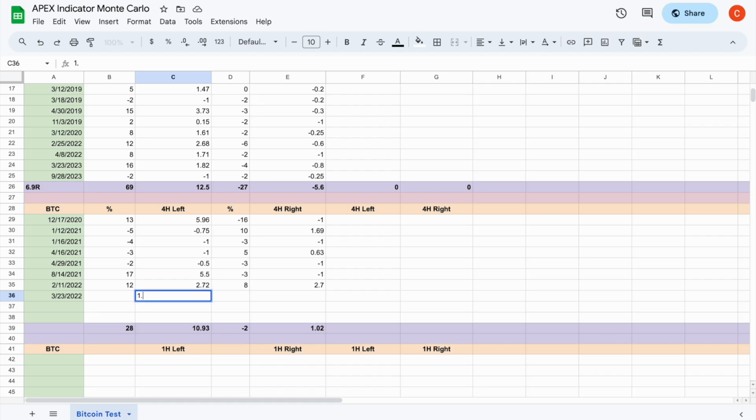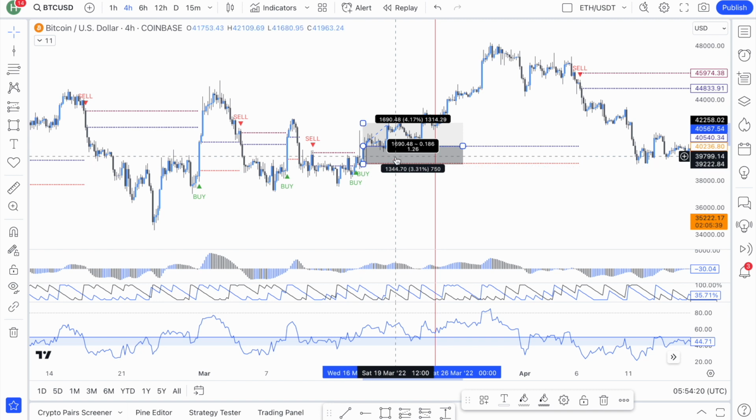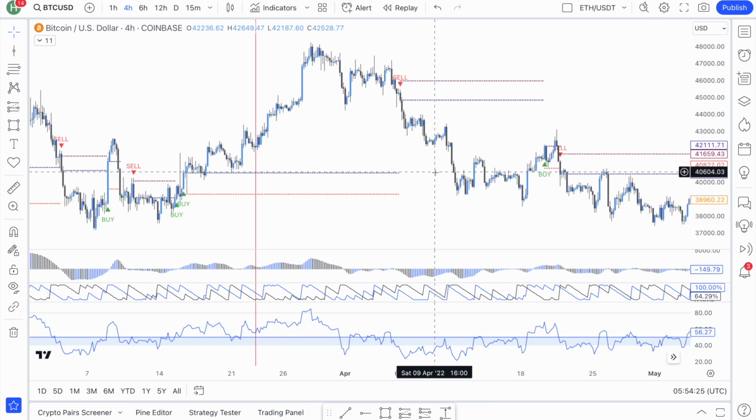So 1.26, 4%. And again, I apologize if I'm not as loud as you would like me to be, because I think my son is sleeping by now.